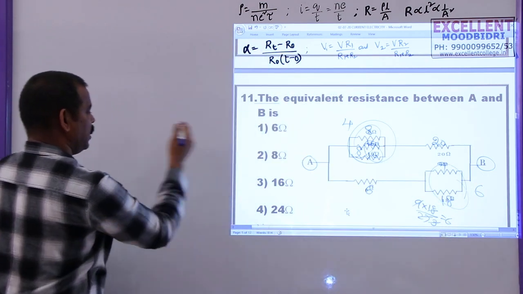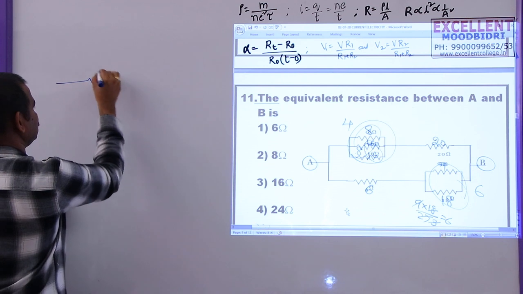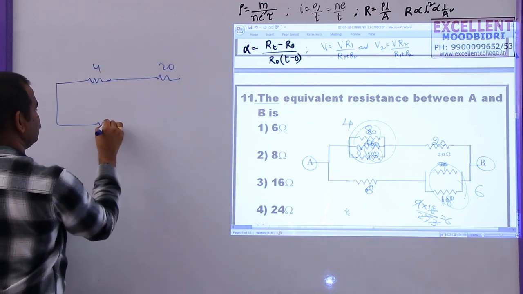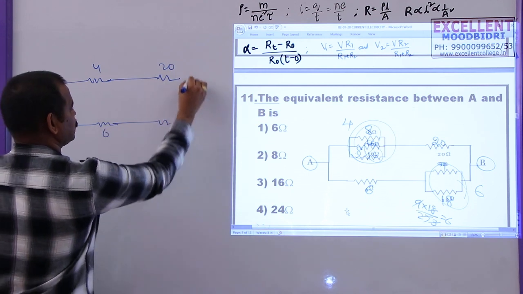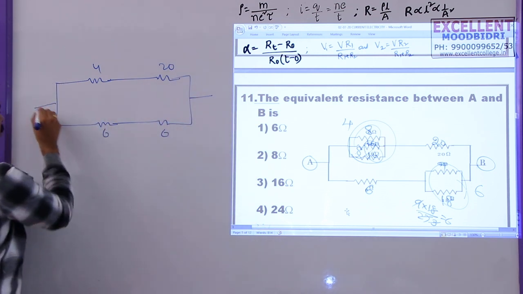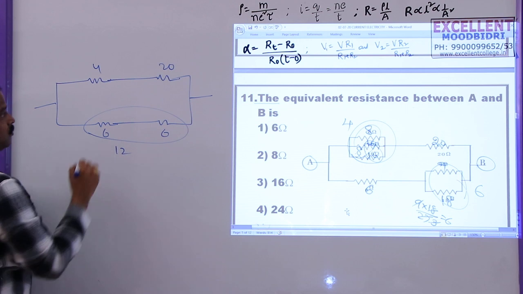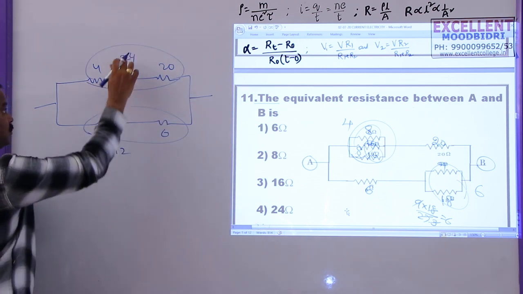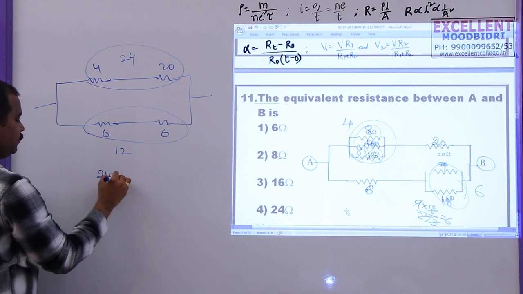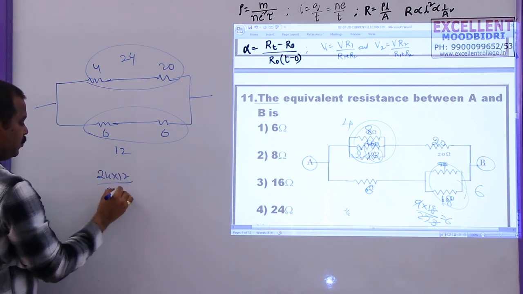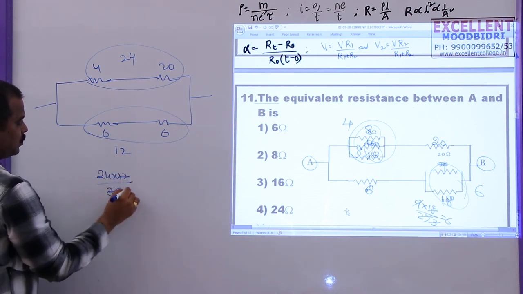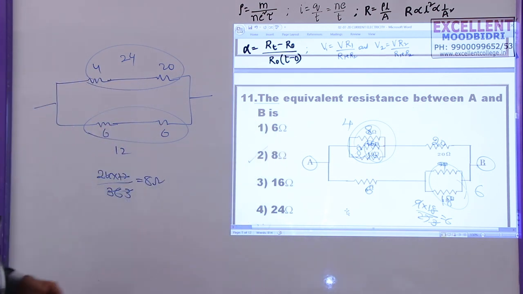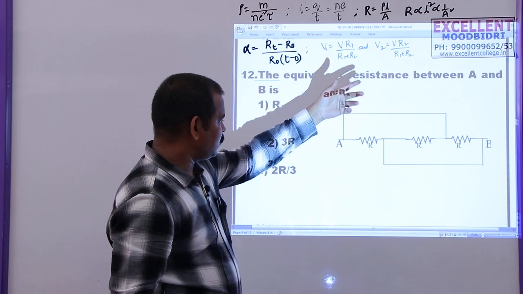Now let me draw the same diagram here. This is 4, this is 20, this is 6, and this is also 6. Now 6 and 6 are in series, this will become 12. 20 and 4 are in series, this is 24. Now these two are in parallel. 24 into 12 by 24 plus 12 is 36, 12 ones, 12 threes. So this is 8 ohms. Option 2 is correct.